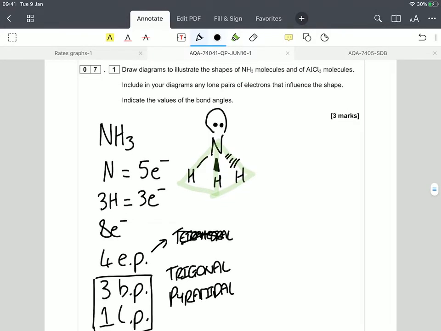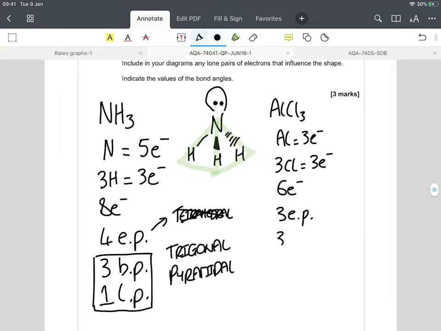So, if we give aluminium the same treatment, aluminium is the central atom. There are 3 things bonded to it via single covalent bonds. So that gives us a sum total of 6 electrons. That's 3 electron pairs. There are 3 things bonded, so there must be 3 bonding pairs. That means that there must be 0 lone pairs. So I went through that one fairly quickly, but it's using exactly the same series of statements that we did for the ammonia.